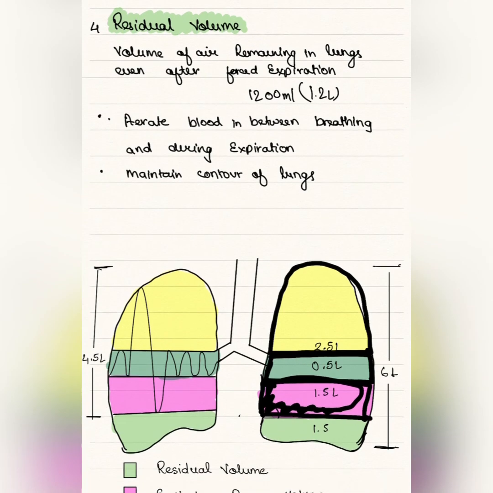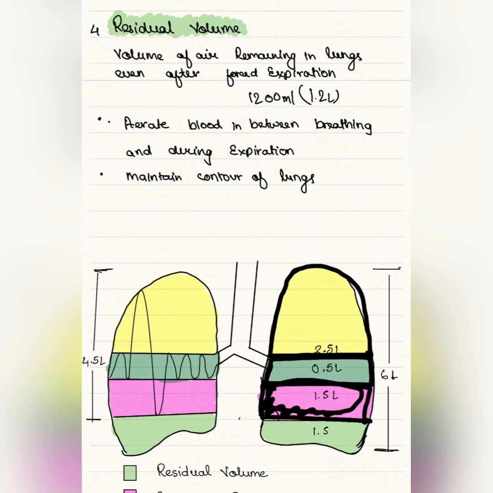The main importance is that it helps to aerate the blood in between breathing and during expiration, as blood needs to be aerated continuously. So during breathing and during expiration, there is a constant flow of air to the blood, so that exchange of gases is possible. And the second is to maintain the contour of the lungs.